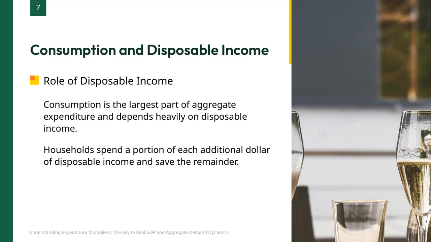Here we're looking at the crucial role that disposable income plays in consumption. Consumption actually makes up the biggest portion of aggregate expenditure in the economy. Essentially, when households receive additional disposable income, they don't just spend it all. They allocate a part of that extra dollar towards consumption and save the rest. This behavior is key because it influences overall economic activity, with higher disposable incomes generally leading to increased spending, which fuels demand for goods and services.